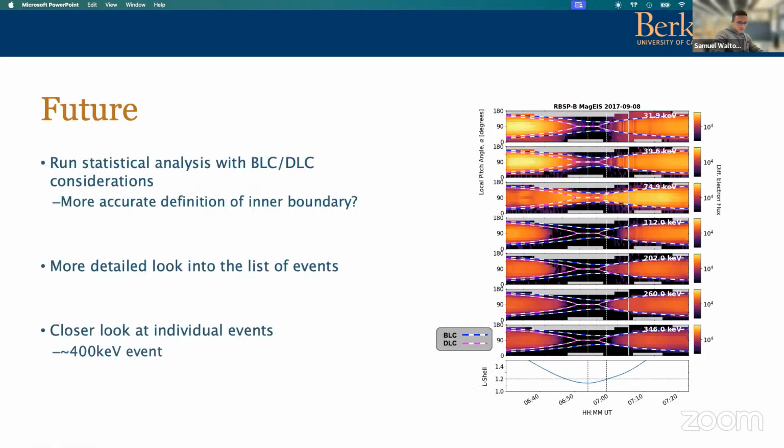So almost finished. The future work that we're now looking at is this: currently for our analysis, we've used L of 1.2 as our cutoff. We've recently run for the entire Van Allen Probes data set a calculation of the BLC, the bounce loss cone, and the drift loss cone. And what I want to do next is tighten up that definition and say the lower boundary of the inner radiation belt is less about a particular L value and more about where the drift loss cone is.